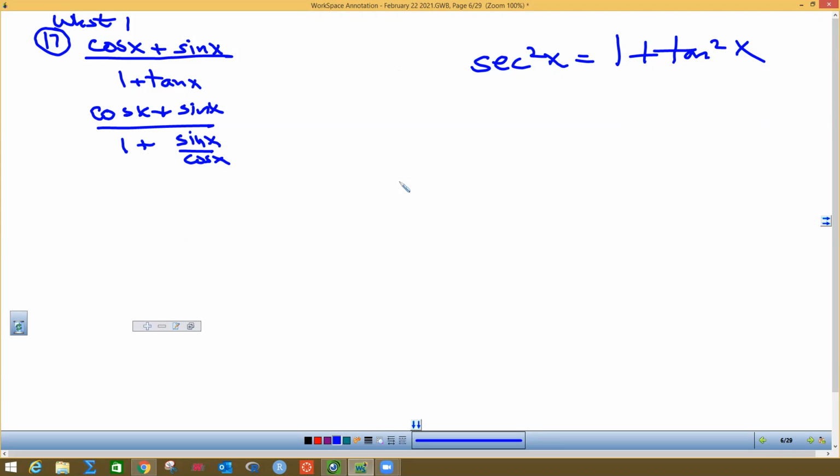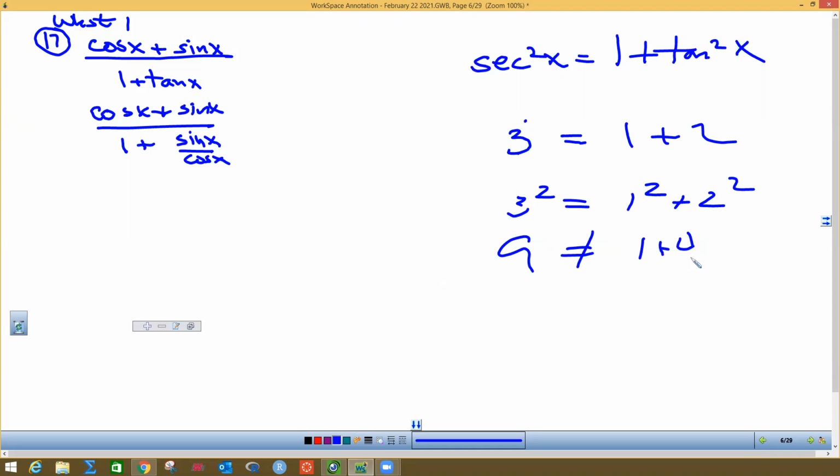So let me show you this. Let's say I have 3 equals 1 plus 2. How about that? Right? Now, does 3 squared equal 1 squared plus 2 squared? No. 9 does not equal 1 plus 4, right?